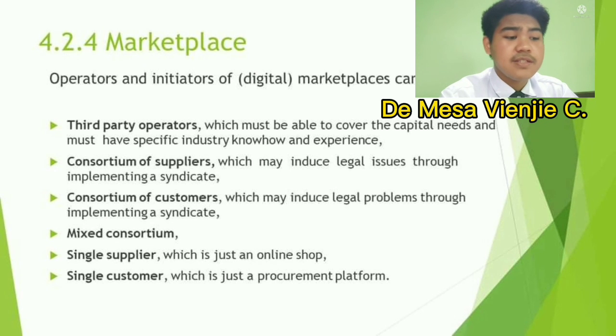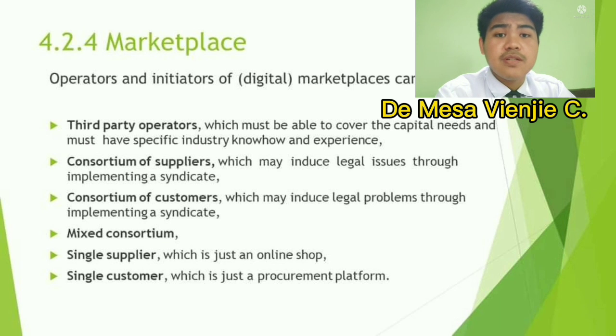So, these are the operators and initiators of a digital marketplace. First is the third-party operators. In choosing the third-party operators, they must be able to cover the capital needs and must have specific industry know-how and experience. Next is the consortium of suppliers, which may induce legal issues through implementing a syndicate. So, the digital marketplace makes sure that the suppliers have similar interests and needs in their marketplace.